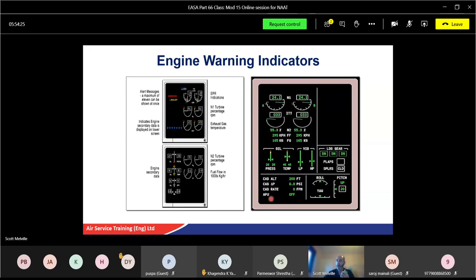Cabin rate, APU, off or on, and things like roll and pitch. Landing gear: three greens is good, three reds means the indicators are up. Flap position, spoilers, and so on. Lots of things, okay? So lots of things to work and look at.